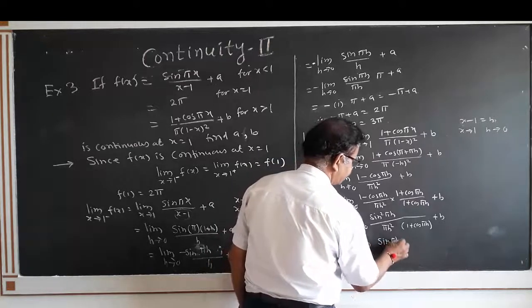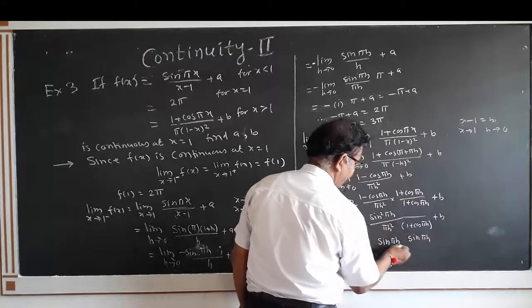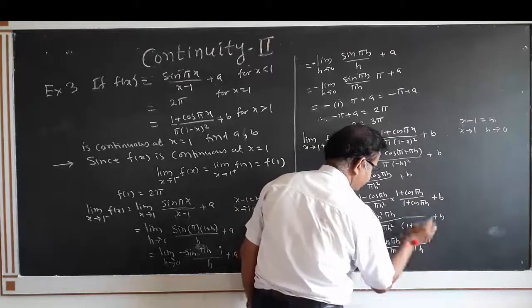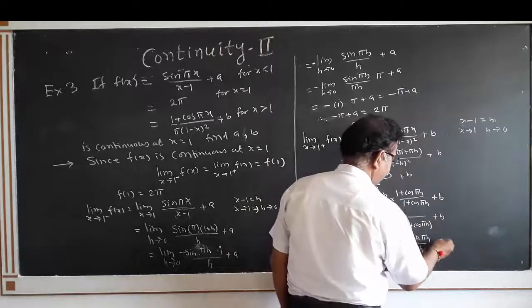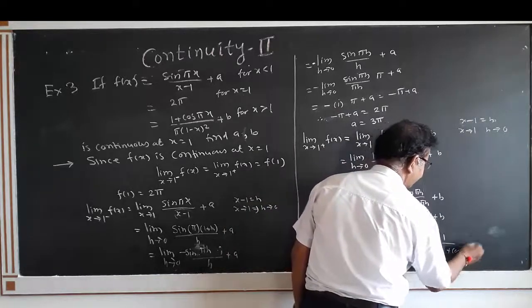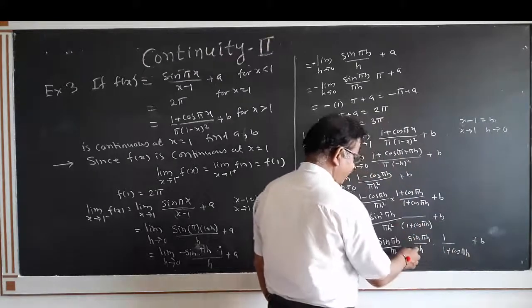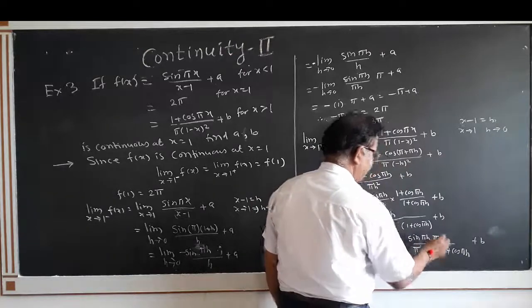Limit h tends to 0, sin square pi h divided by pi h square into 1 plus cos of pi h plus b. Now, this can be written as limit h tends to 0, sin pi h divided by pi h into sin pi h divided by h into 1 divided by 1 plus cos of pi h plus b. Here I require pi, therefore I multiply and divide by pi.